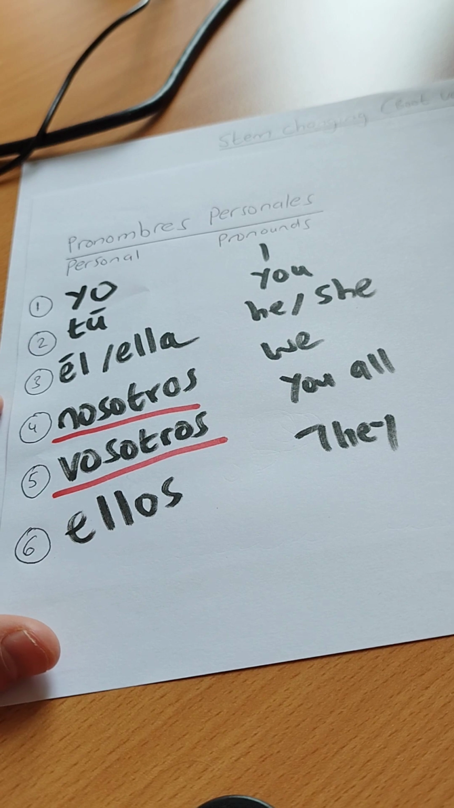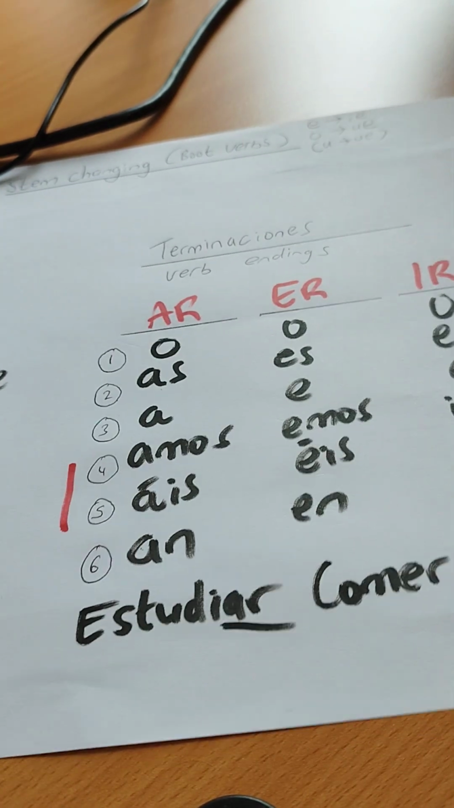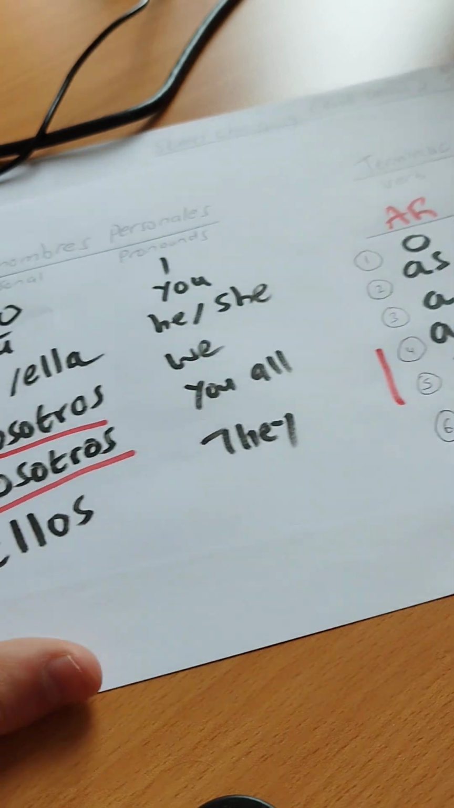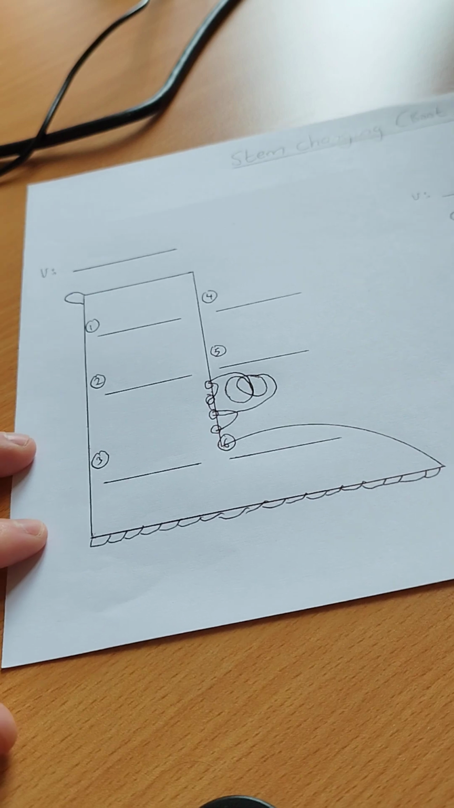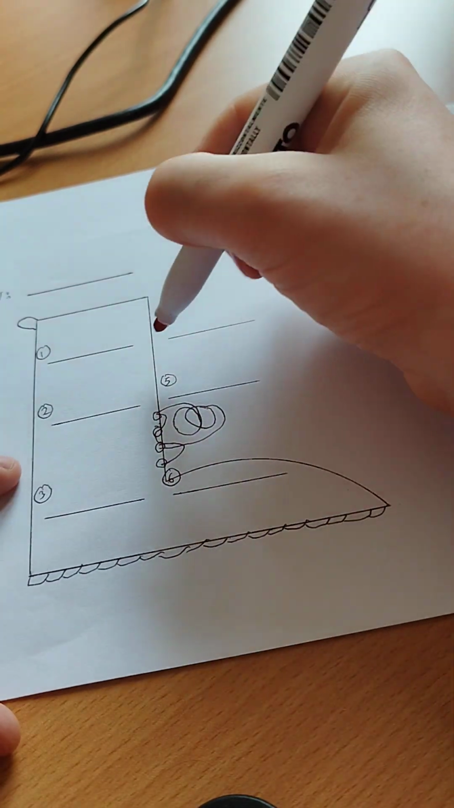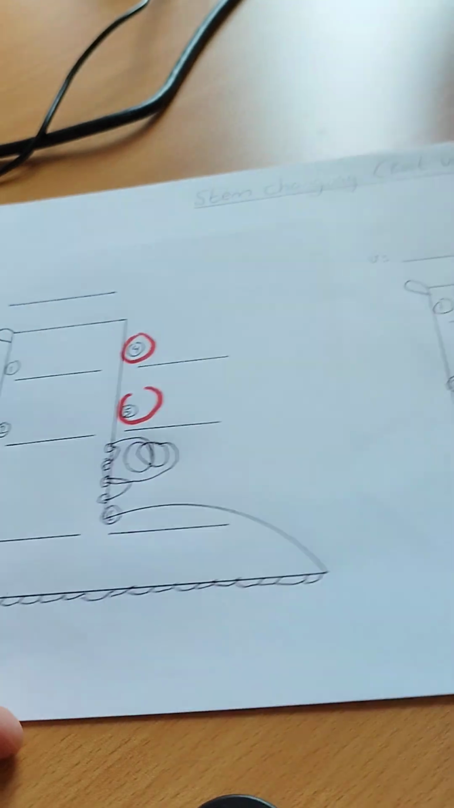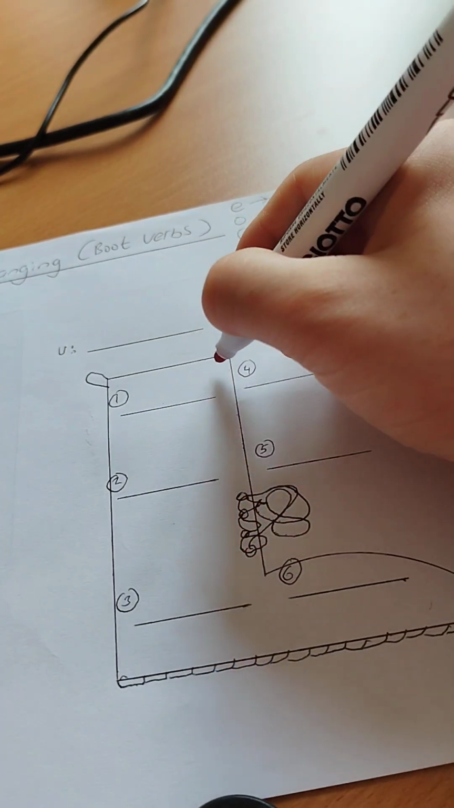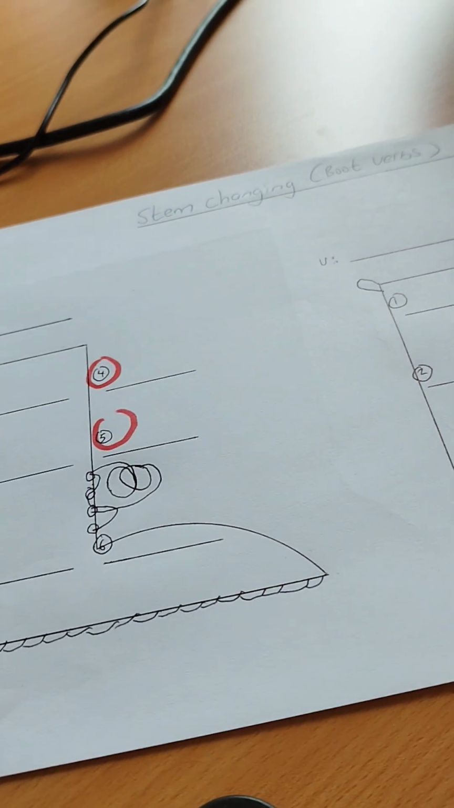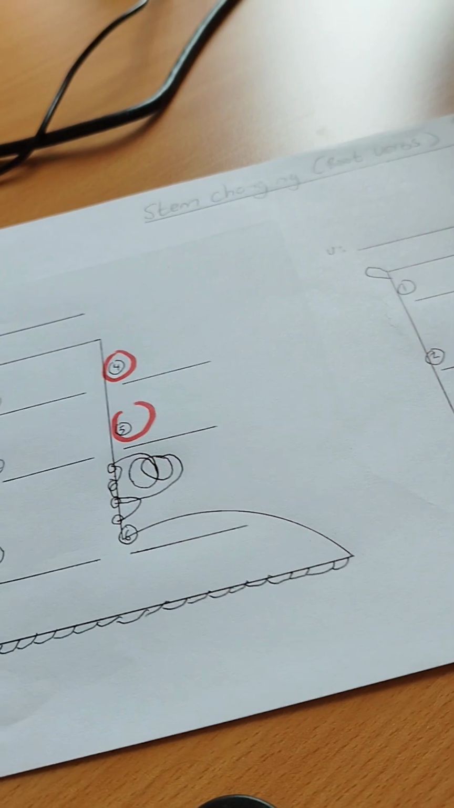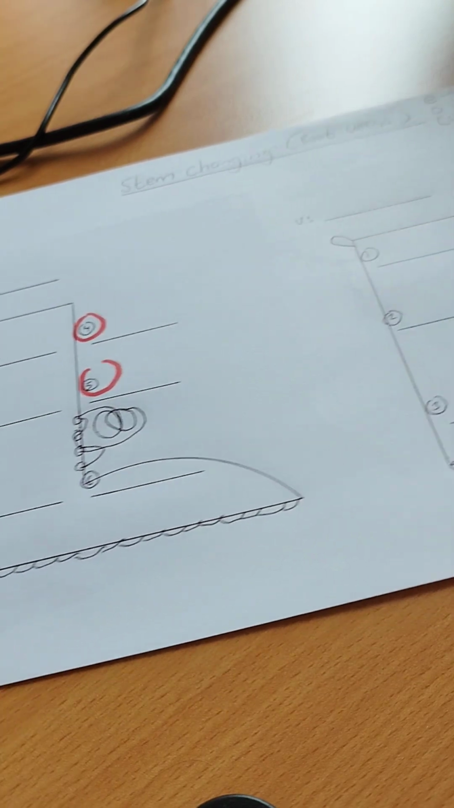Well, ask yourself why. You might remember from the class. If you're new to seeing this, well, we're going to find out now in a second, so don't worry. Why did I highlight nosotros and vosotros? Persons 4 and 5. Well, it's because people 4 and 5, which is we and you plural, do not have a stem change. They do not take a stem change.